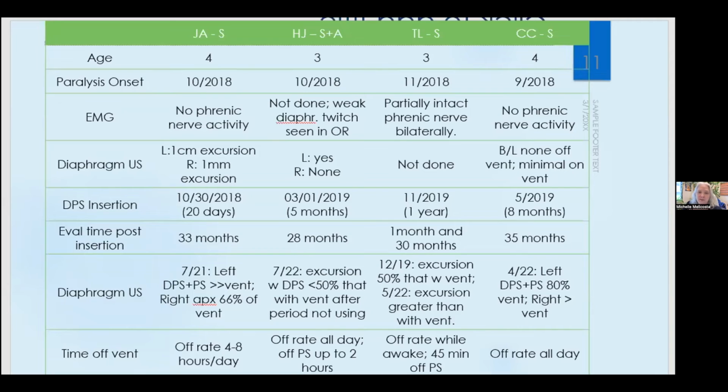They do seem to correlate with the fact that those 2 patients were the ones who had some intact phrenic nerve. At least, they didn't specifically measure the phrenic nerve and the EMG on the second patient, but they were able to see some diaphragm twitching. So that actually seems more predictive to me than what I'm seeing on the ultrasound. So that's a lot of numbers, and I apologize.